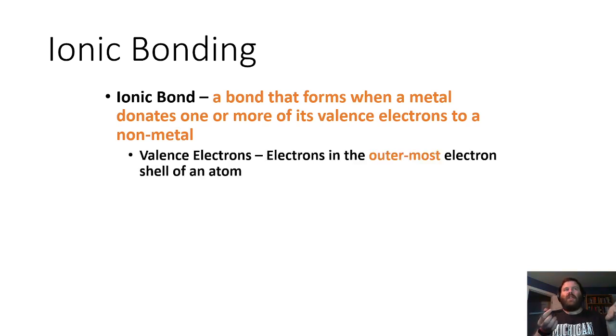What do I mean by valence electrons? You should know all about electrons at this point, but what's a valence electron? A valence electron is simply the electrons in the outermost electron shell of an atom.